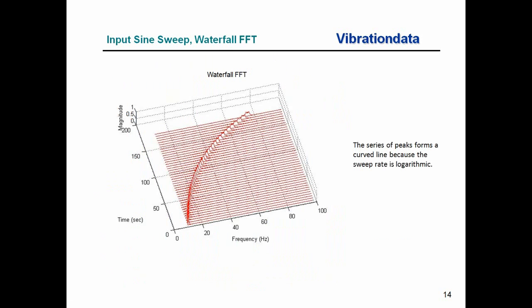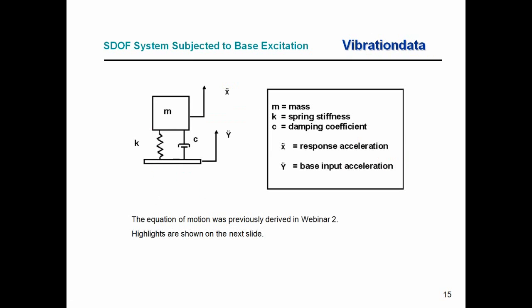And this is another Waterfall FFT of the same data. In this case, the parameters in terms of the delta F and time were different than the ones we just ran. But you can see that we do have a curved set of peaks here, and that's due to the logarithmic sweep rate. So the frequency is continually shifting upwards as time moves on.